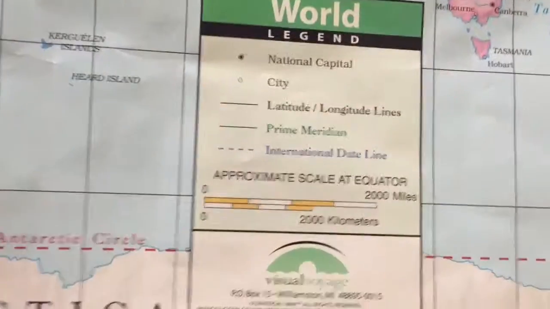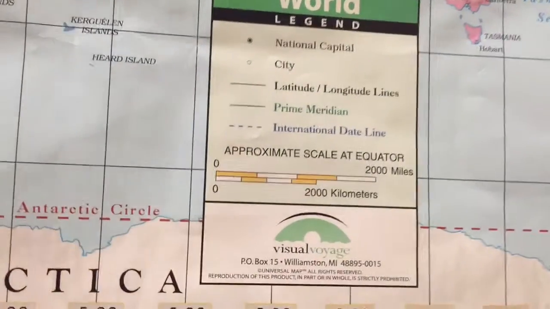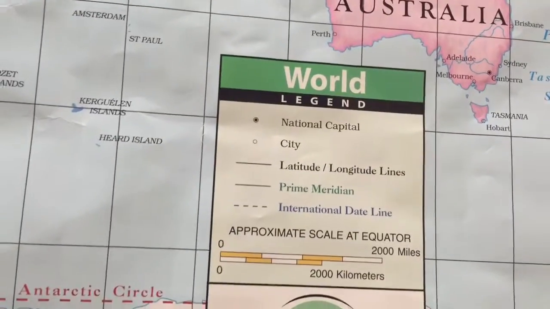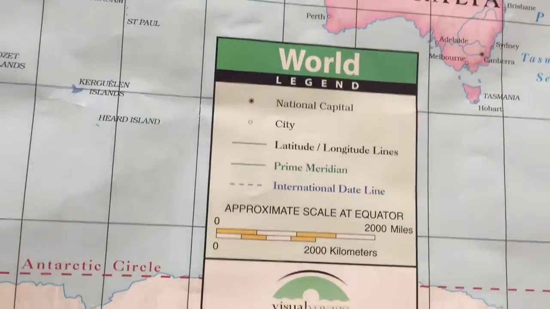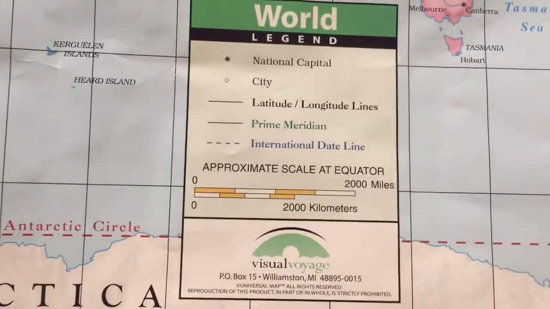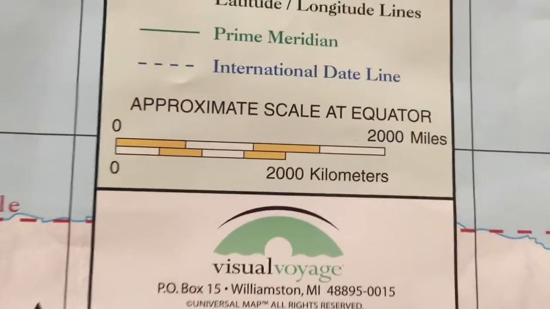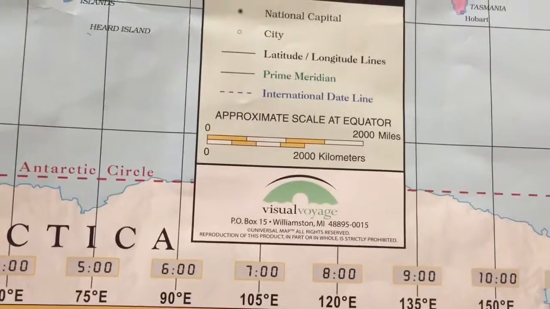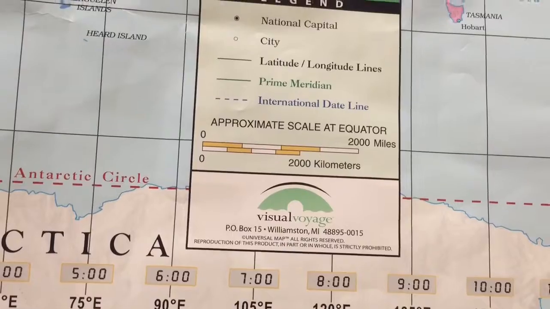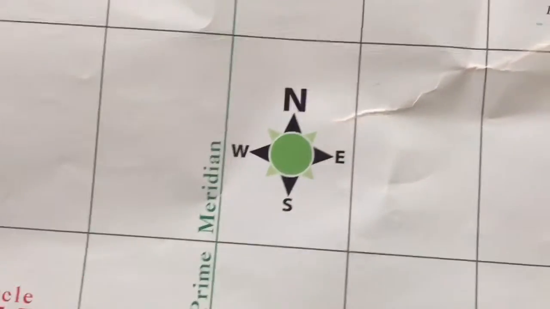And this is a legend on the map, and the symbols on the legend represent things that are on the map. For example, the dots represent cities, and there's a scale on the bottom, and in this case, every inch is 2,000 miles. And over here, there's usually a compass on a map, but not always.